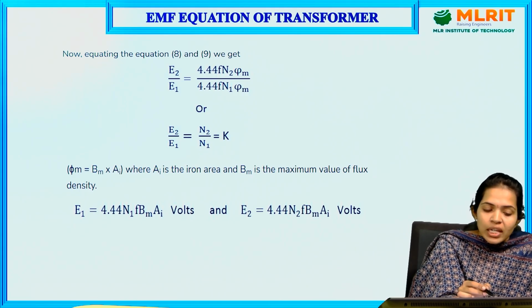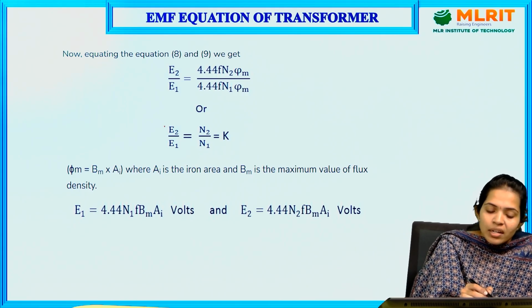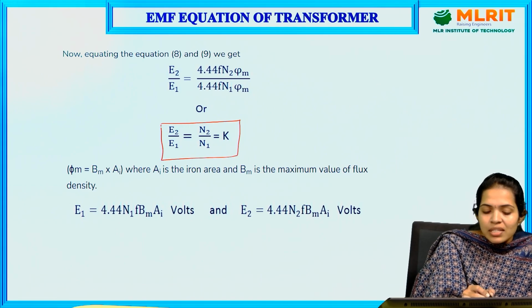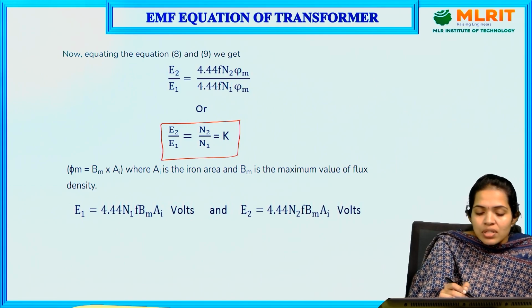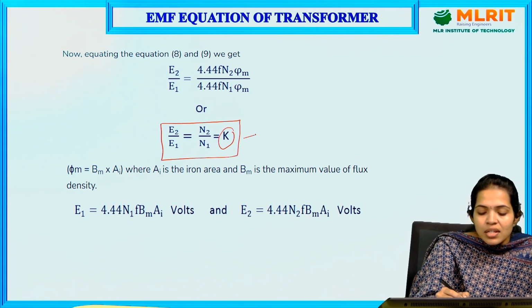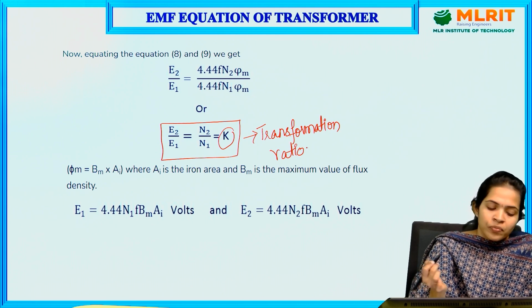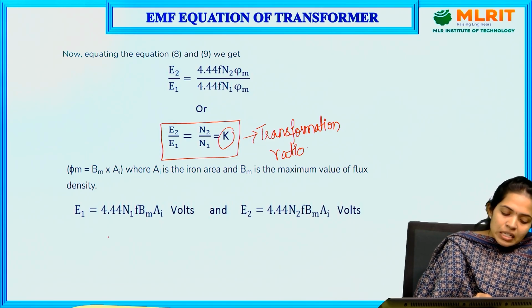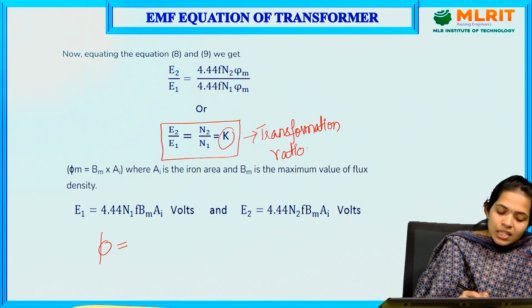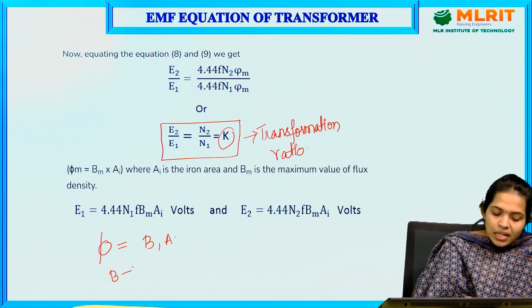Now upon equating equation 8 and 9, we get the relation E2 by E1 equals N2 by N1, which is again equal to K. So K here is nothing but the transformation ratio. If we consider phi in terms of B and A, what is B? B is basically the flux density, magnetic flux density.